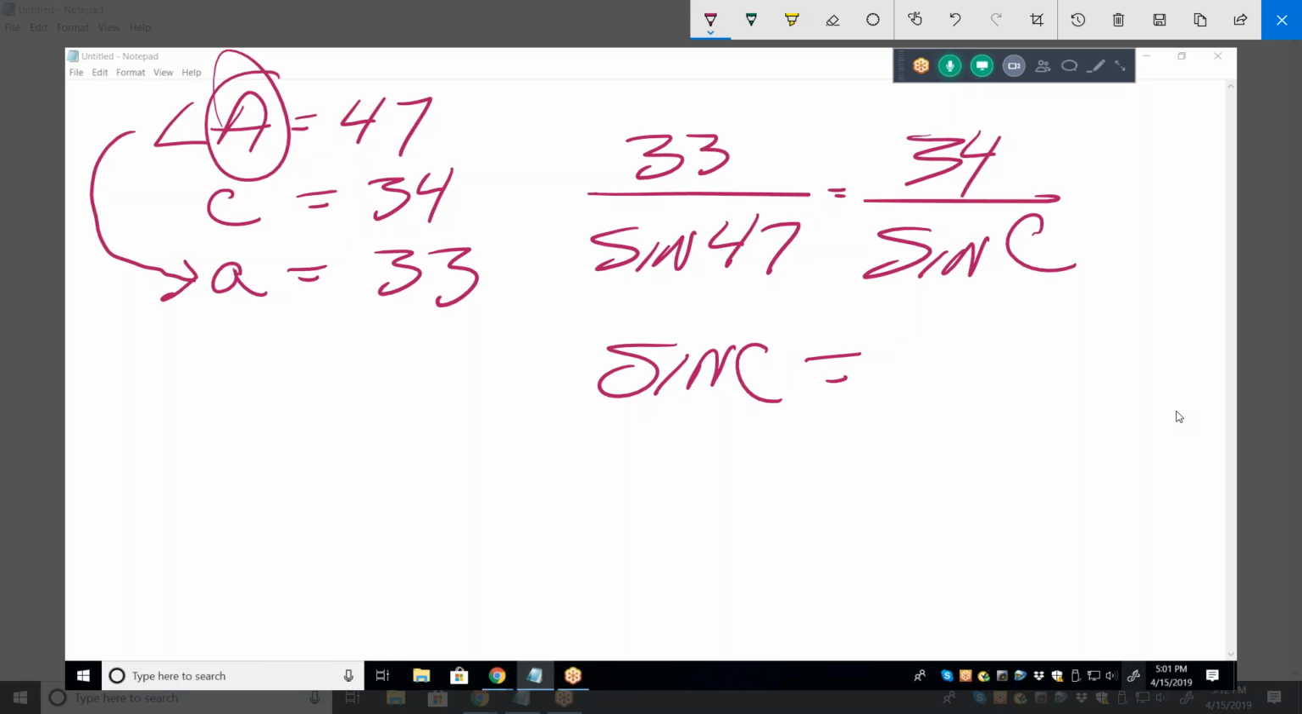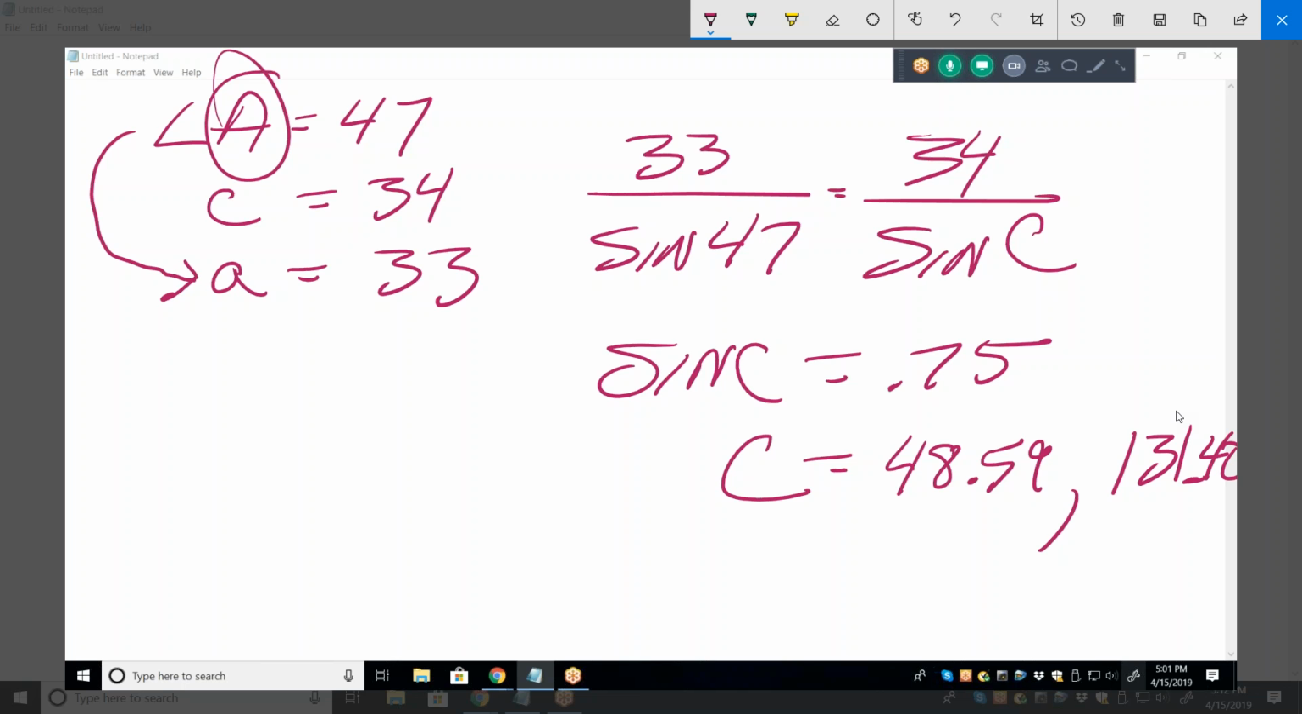What do you get? 0.75. So what is C? In other words, now we're solving for the angle. What is it? 48.59 degrees. And what's the supplementary? Always solve for that also. 131.40.